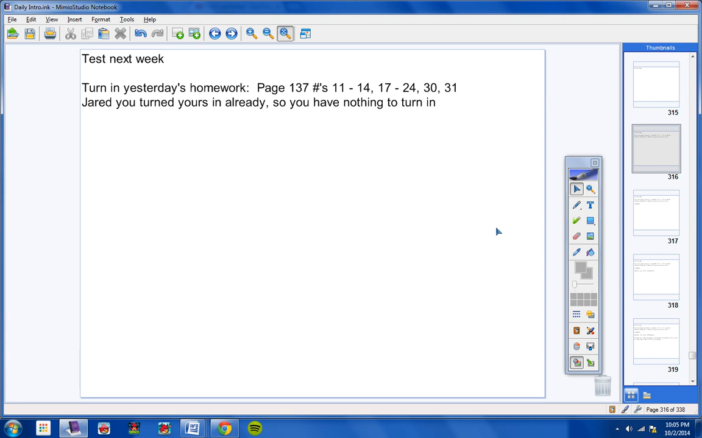Turn in yesterday's homework now at this time. If you would, please make sure your name is on the homework assignment. The homework assignment is page 137, numbers 11 through 14, 17 through 24, and numbers 30 and 31. Jerry, you turned yours in early yesterday, so you do not need to turn this in. But the rest of you, go ahead and make sure your name is on the homework assignment and turn that in now at this time.